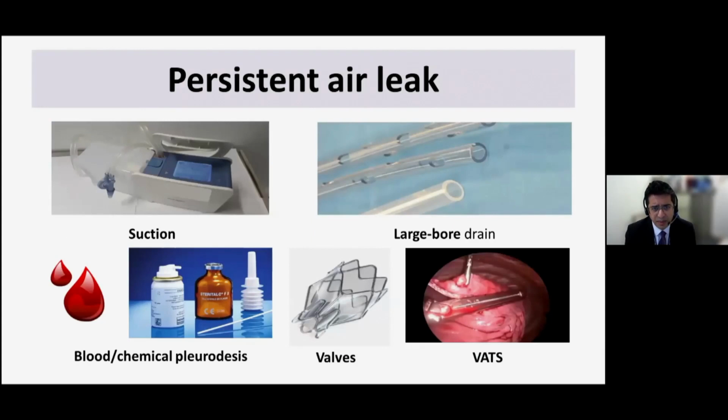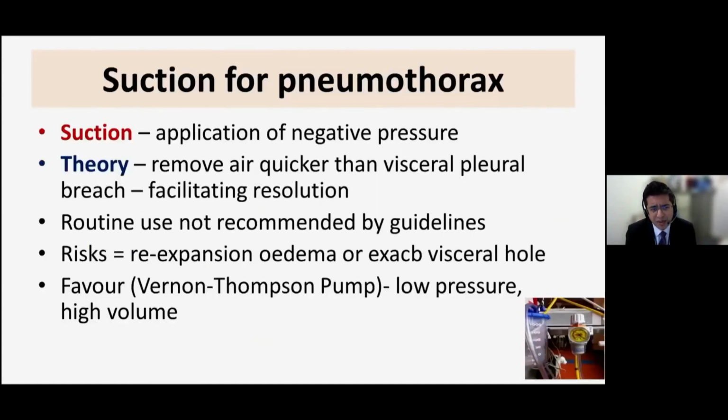I'm going to finish a little bit with persistent air leaks. So you can use suction. There are large bore drains. There's autopleurodesis. You can use blood patch pleurodesis, talc, endobronchial valves, and obviously surgery. How about suction for pneumothorax? Suction involves the application of negative pressure, and the theory is you remove air quicker than the visceral pleural breach, facilitating resolution.